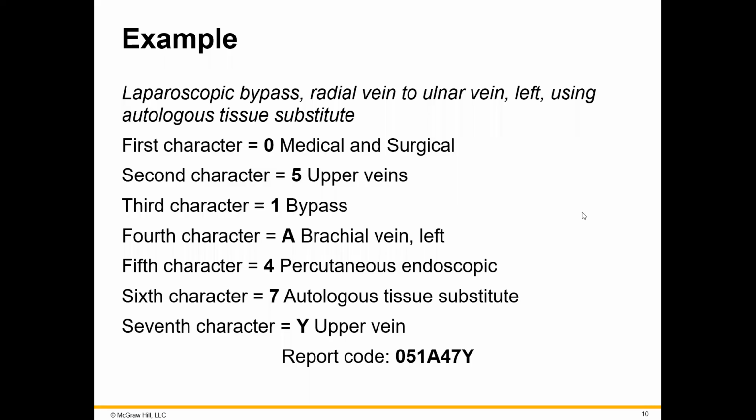So here's a good example, laparoscopic bypass radial vein to ulnar vein left using autologous tissue substitute. First character, it's going to be in the medical surgical section of the code set. It's going to be the upper veins and then root operation bypass, site brachial vein left. The approach is percutaneous endoscopic. 6th character is the tissue substitute. And then the 7th character gives us the upper vein for that level of detail.